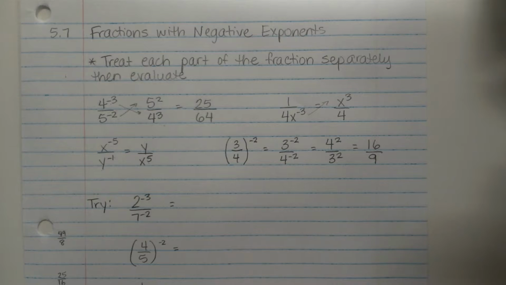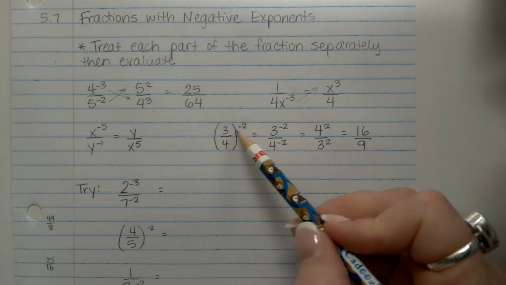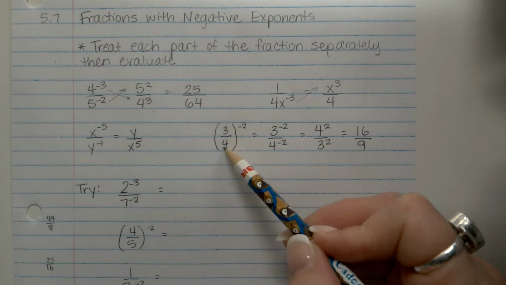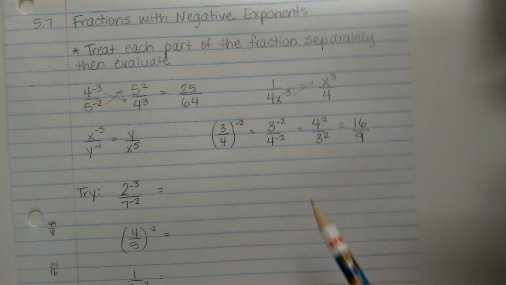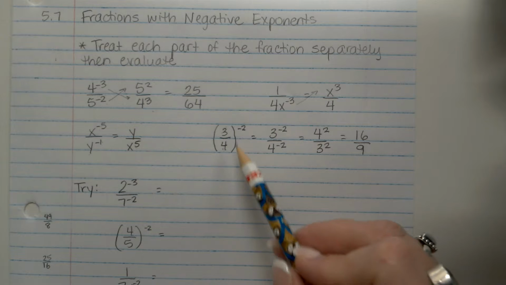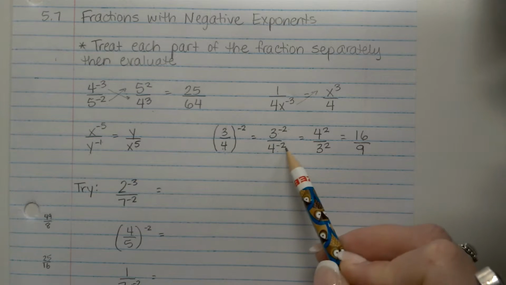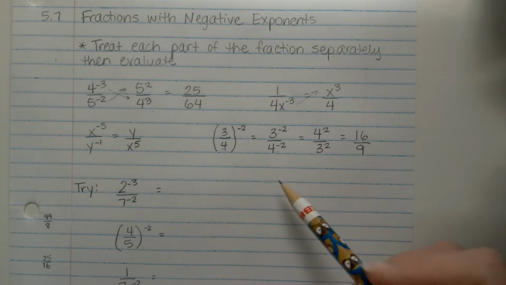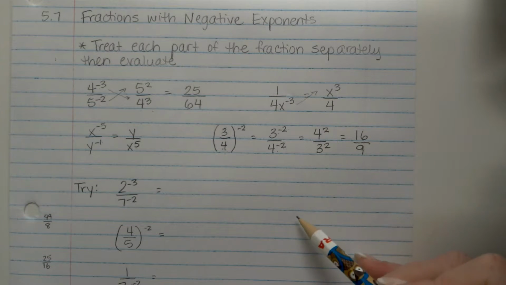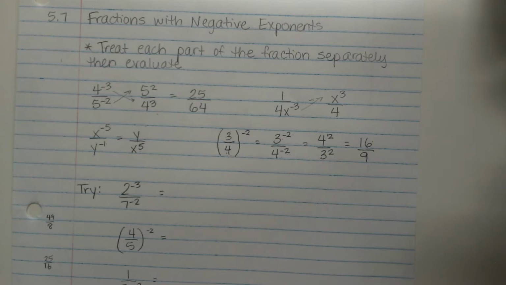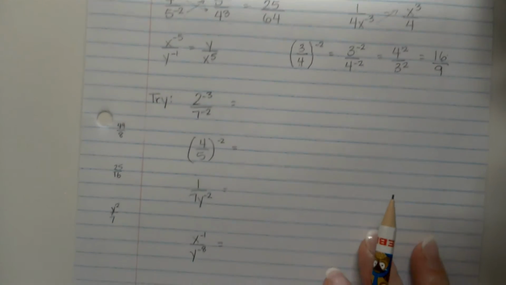And then evaluate. Remember, if you have an exponent on a fraction, each part of the fraction is subject to the same exponent or power. So 3 to the negative 2 and 4 to the negative 2 are both basically what's happening here. You put the 3 squared down here and the 4 squared up there. They're changing places, and then you evaluate. All right, so try these.